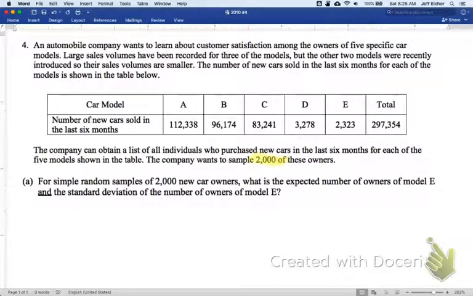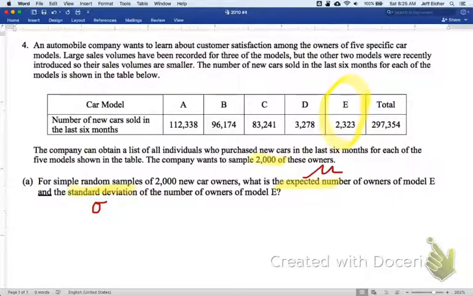The company wants to sample 2,000 of these owners. So part A: for simple random samples of 2,000 car owners, what is the expected number for model E and the standard deviation for model E? When you see expected number, expected value is another word for the mean, and the standard deviation is the standard deviation. This would be mu not x bar and sigma not s. This is the population parameter. This is the entire population.